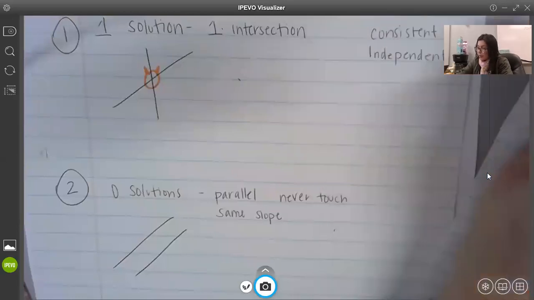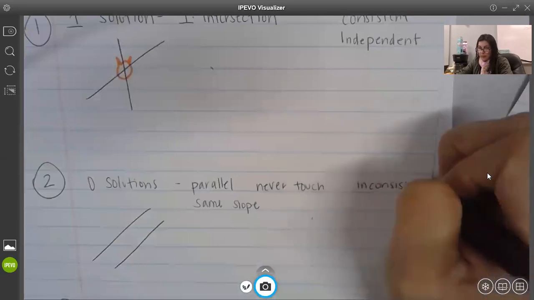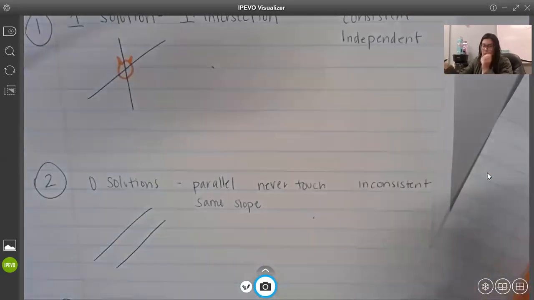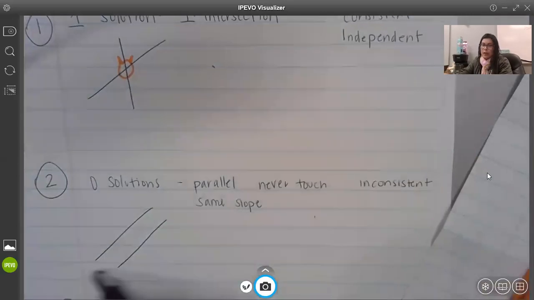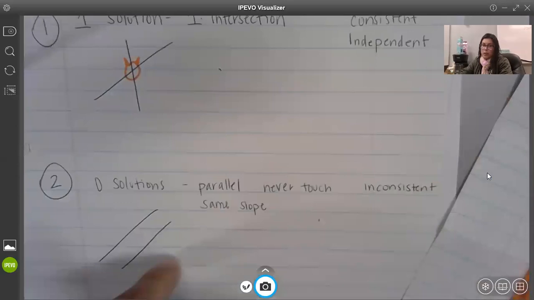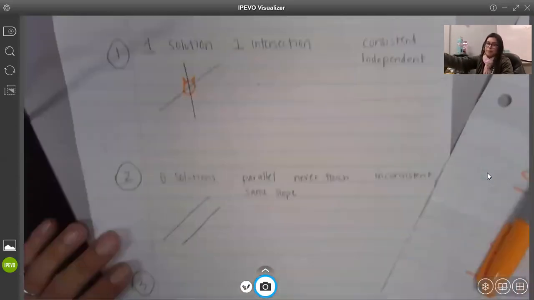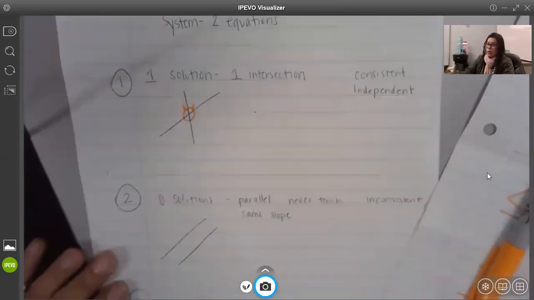Okay, this one's inconsistent. There are no cats on this one. They never cross. They're never going to touch. So there's no solution. Here it has one solution. So can you think of the third possibility? So they can touch one time.